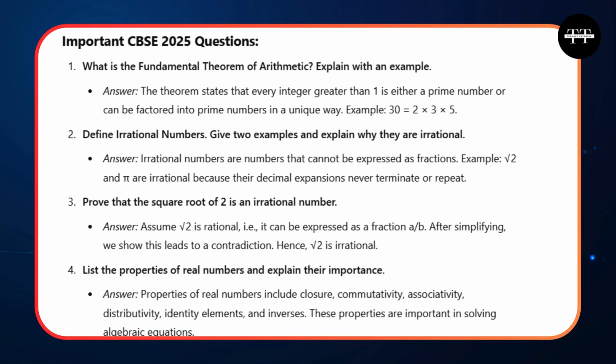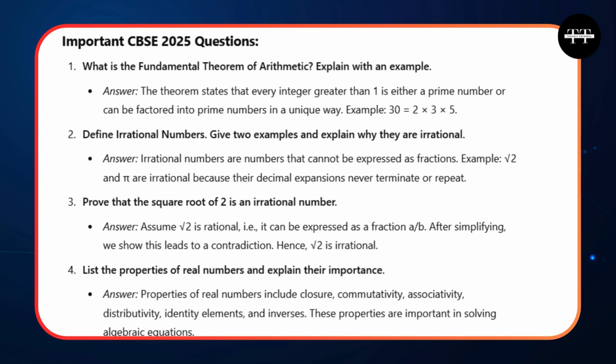3. Prove that the square root of 2 is an irrational number. Answer: assume √2 is rational, that is, it can be expressed as a fraction a/b. After simplifying, we show this leads to a contradiction, hence √2 is irrational.